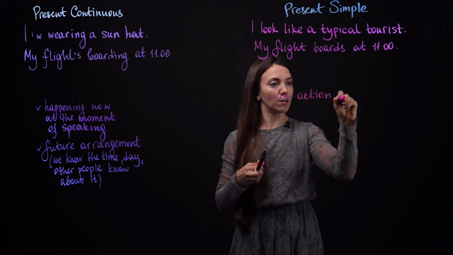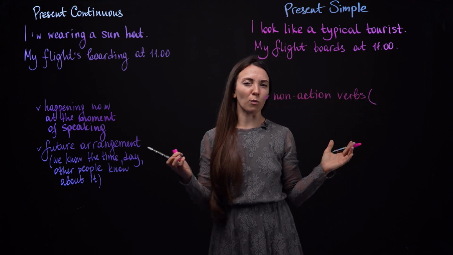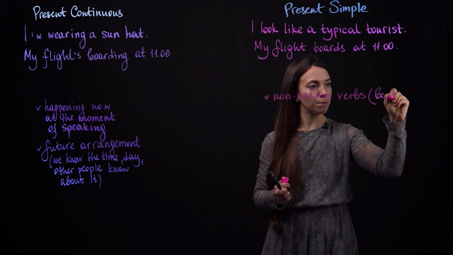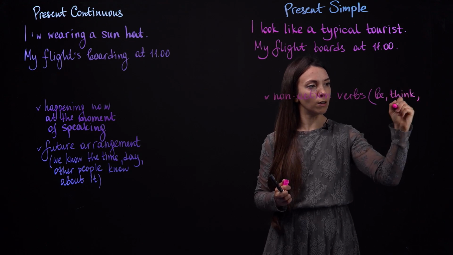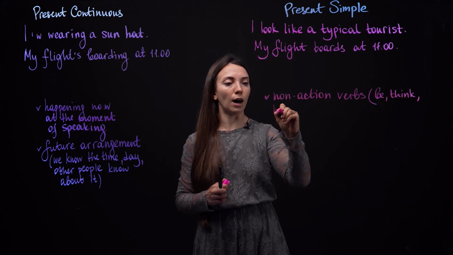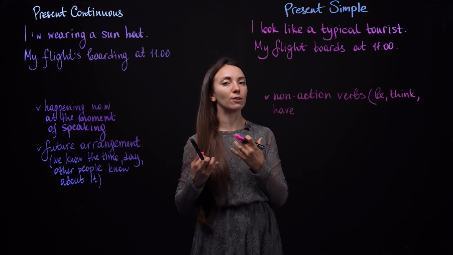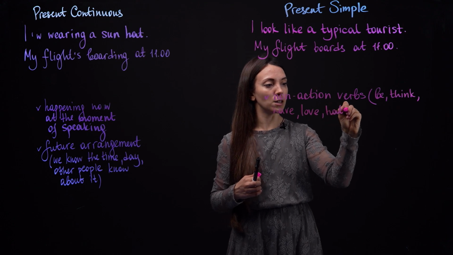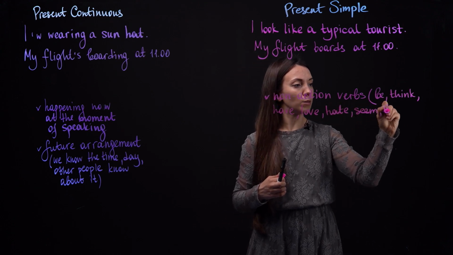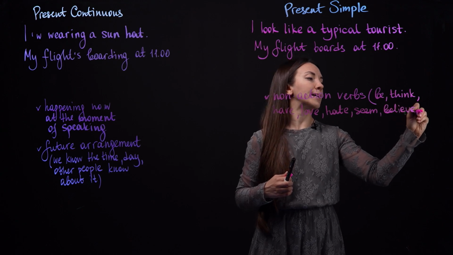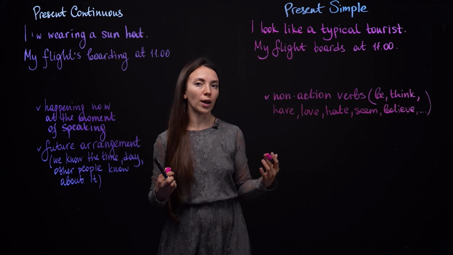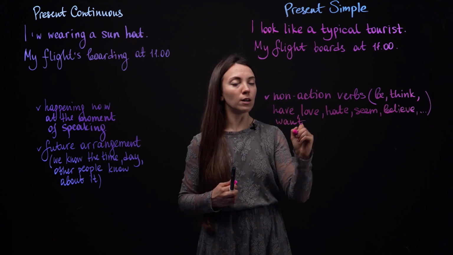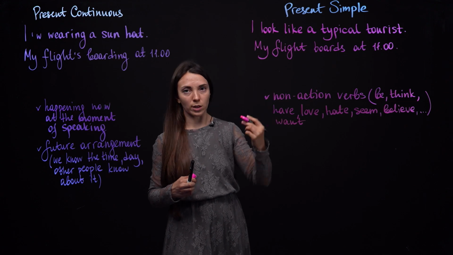Non-action verbs. Can you give me more examples of non-action verbs? Okay, be, think, if it's an opinion, have, if it's a possession like I have a laptop, love, hate, seem, believe, and so on. So with non-action verbs, want as well. With non-action verbs, we use present simple.